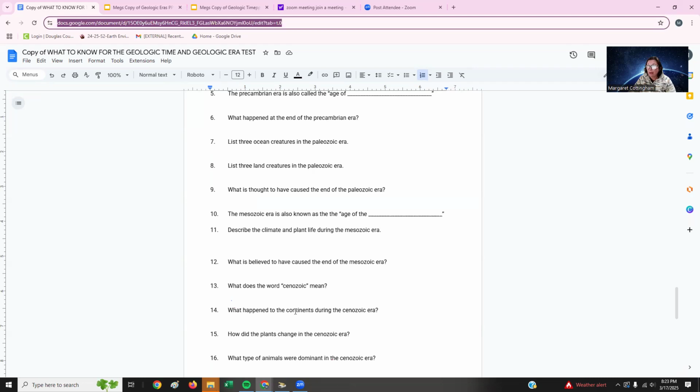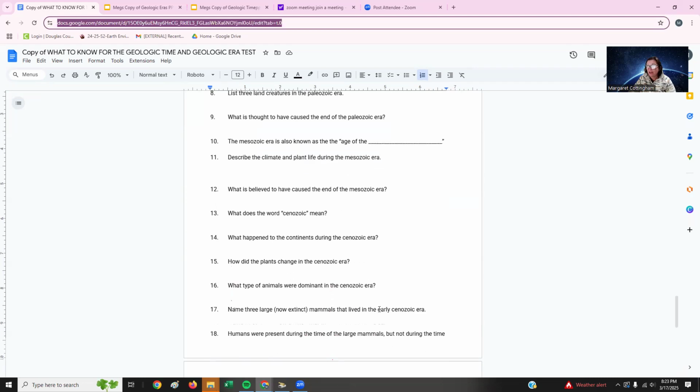So, what happened to the continents during the Cenozoic era? They all started moving apart and going to where they are kind of today.